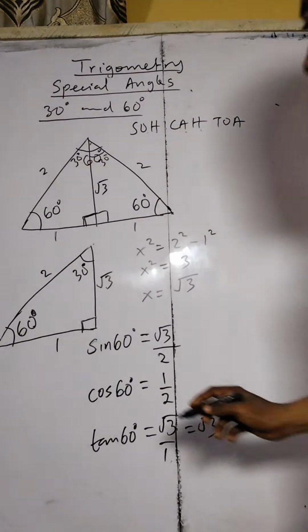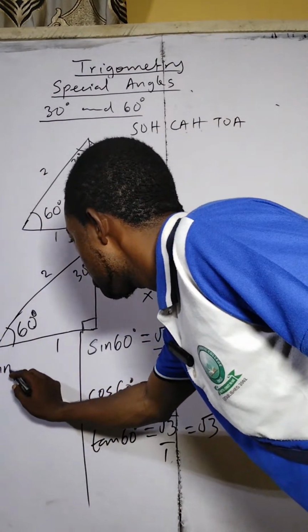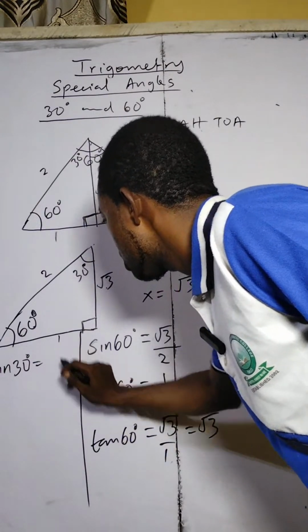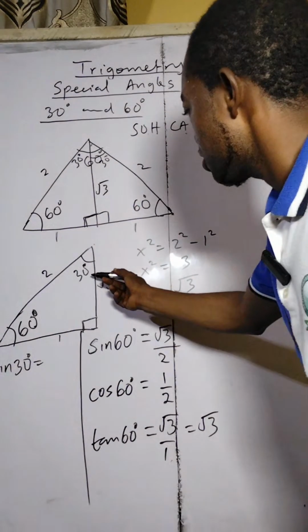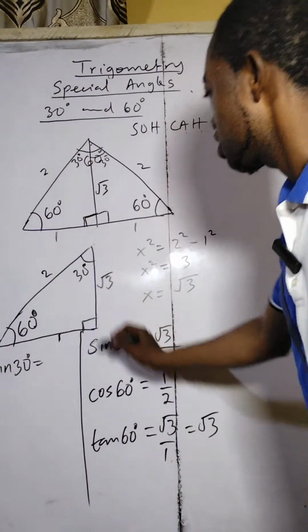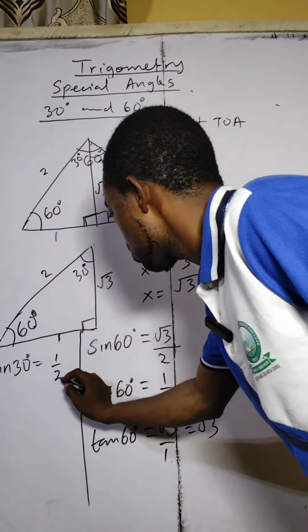Now, also for 30 degrees, let's write it there. We can say sine 30 degrees. Let's put this one here. So sine is opposite over hypotenuse. The opposite of 30 is 1 here, and the hypotenuse is still 2. So we have 1 over 2.